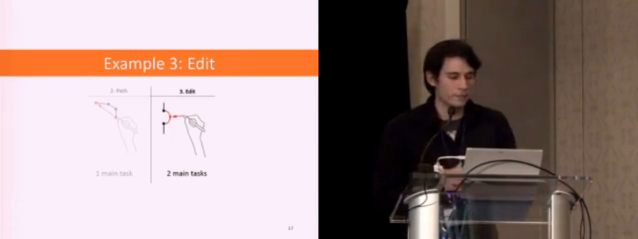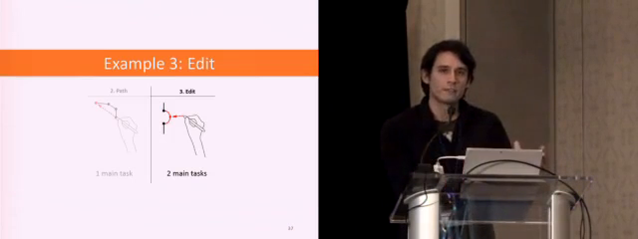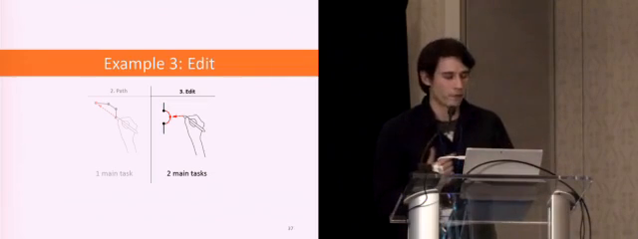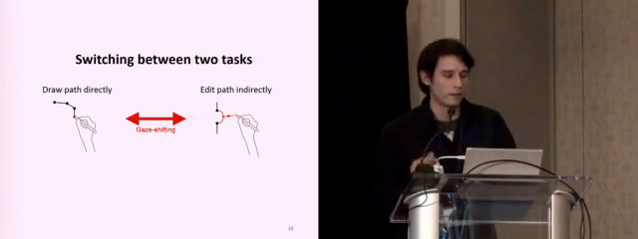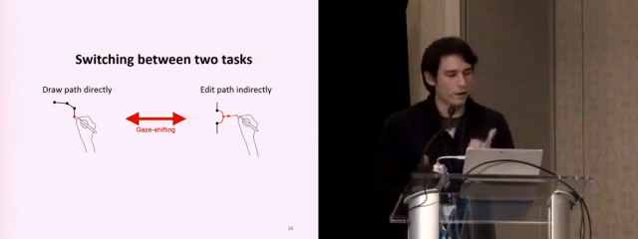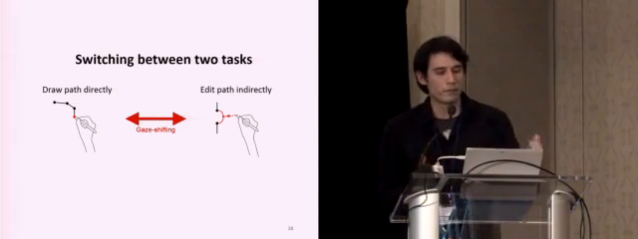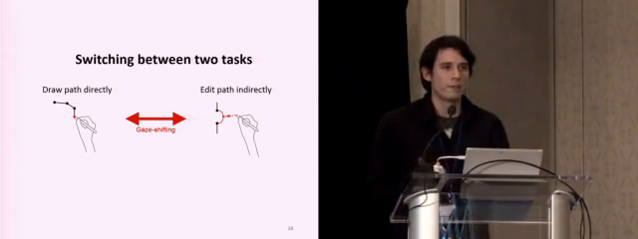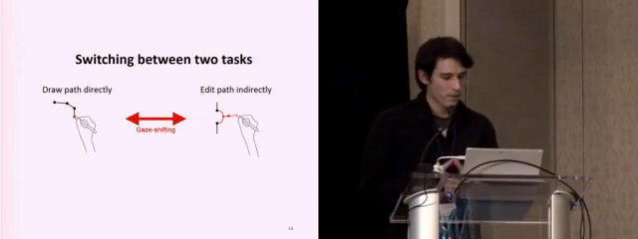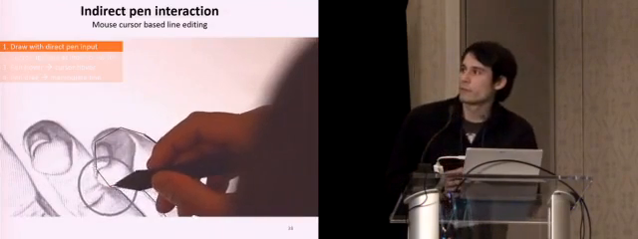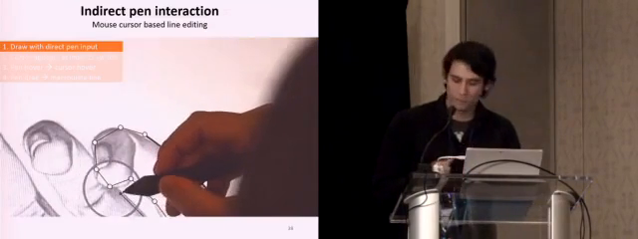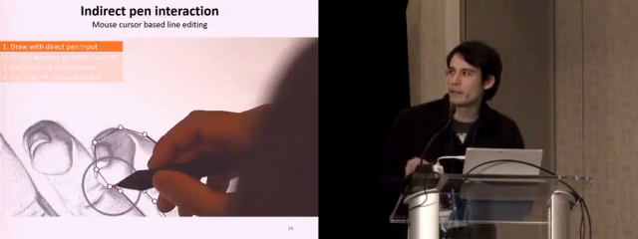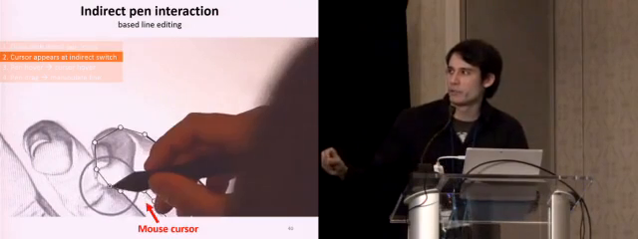Okay, so this example just now was about having one task that you can do either directly or indirectly. And now I want to show something where you can interleave two different tasks into this whole direct and indirect mapping. So direct pen input is used to draw a path, and indirect pen input to edit the path that you have just drawn. So you start with direct input, and as you see, you can just draw normal points. And by moving the pen out, you can transition to indirect input.